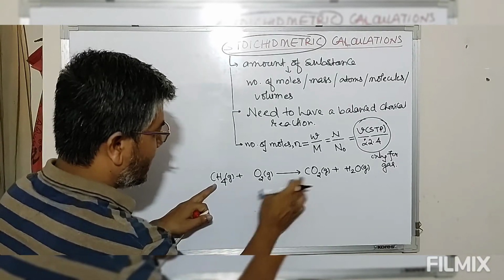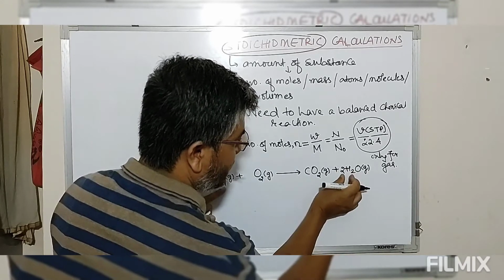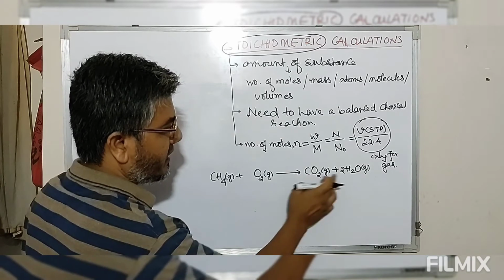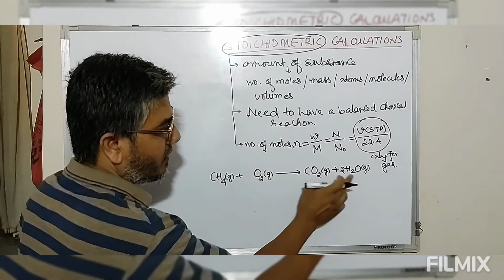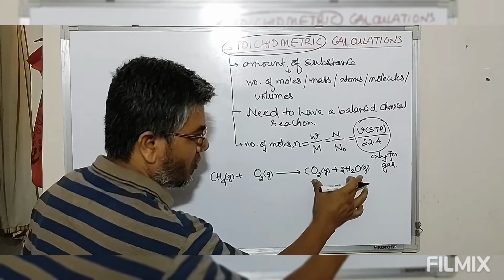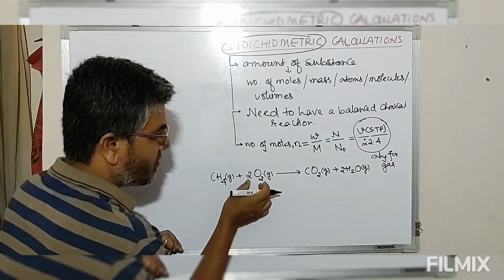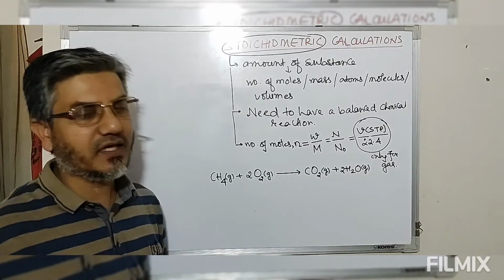Carbon is 1, hydrogen is 4, so we multiply the water by 2 so that hydrogen comes out to be 4. If you look at this, carbon is balanced, hydrogen is balanced. Now the only thing left is to balance the oxygen. On the right-hand side we have 2 plus 2 for oxygen, so the left-hand side must also have 4 for oxygen, so we multiply the oxygen by 2. Now we have this balanced chemical reaction.